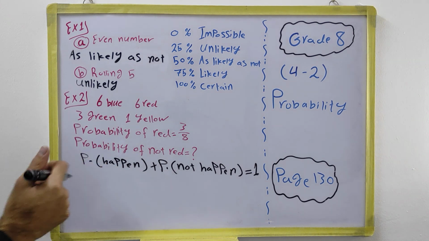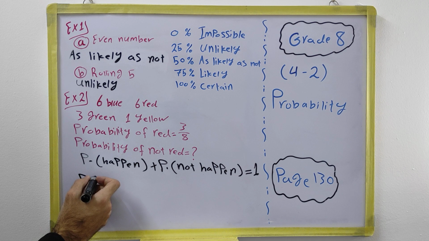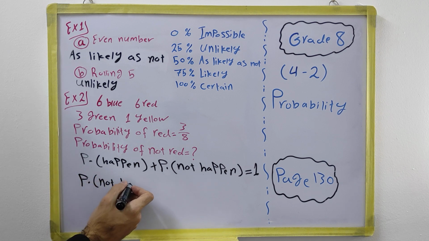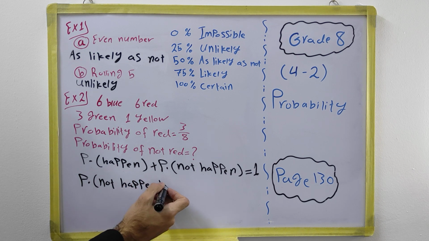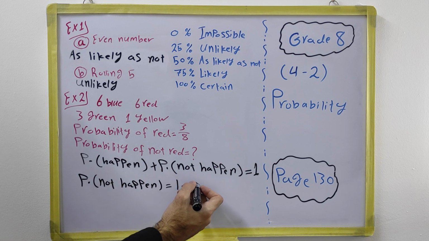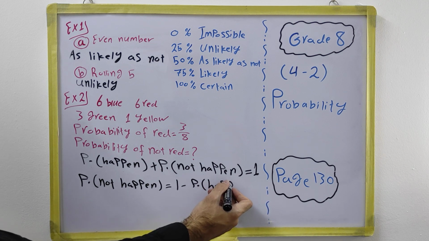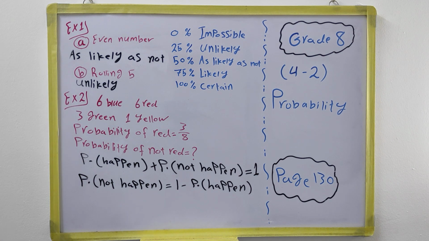So from that we got a rule, which is: probability of not happening equals 1 minus probability of happening. We have this rule which we can use.